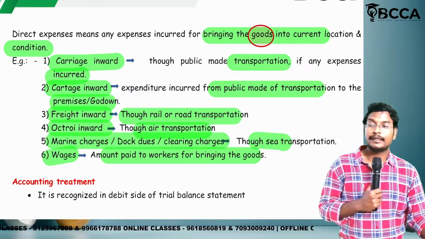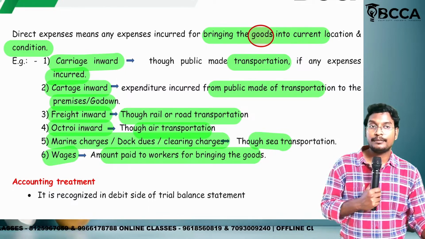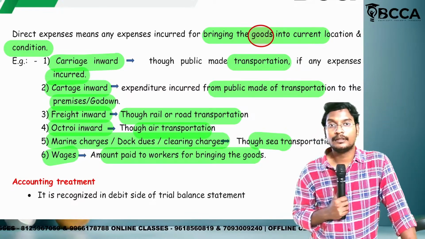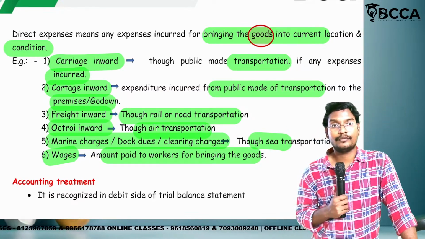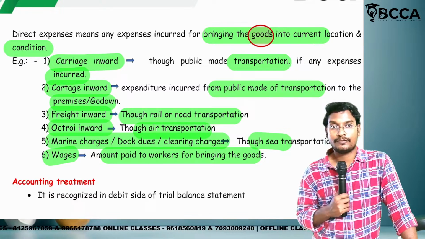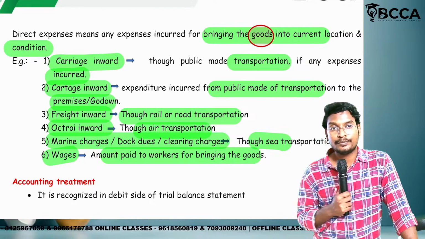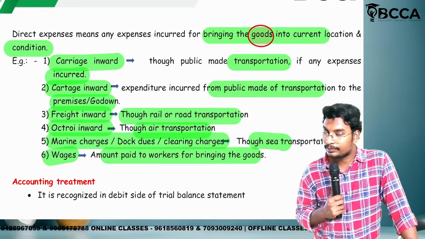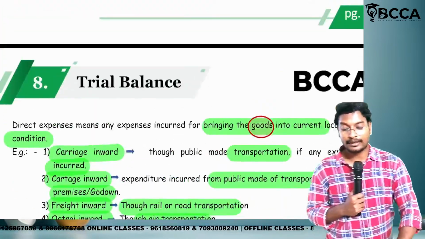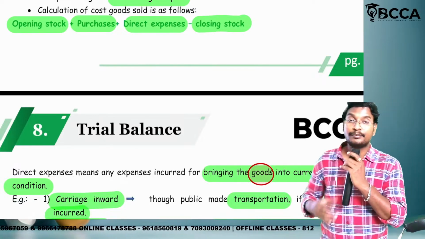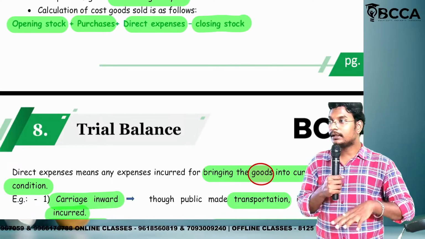No. There may be a means of transport, either airways, waterways or roadways. For example, we have gone by air. That means flight. We have incurred 10,000 expenditure. Should the 10,000 expenditure be considered or not? It should be considered. That is why in the formula we have included direct expenses. Direct expenses means bringing the good into the current location.